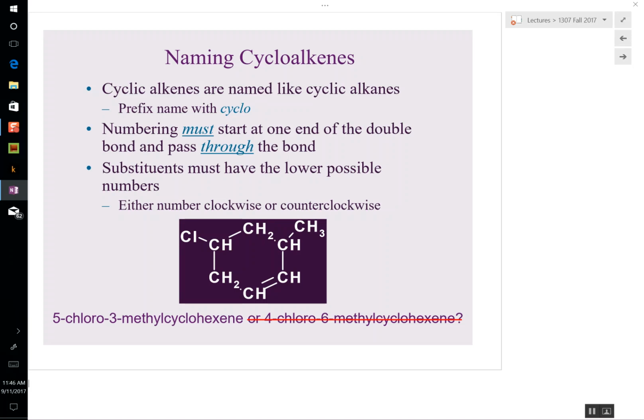This is the correct name because it is giving you the sum total, the lowest numbers for all the substituents. We don't have a 6. There's nothing on carbon number 6 if we go this direction. We're not saying we're going counterclockwise or clockwise. We're going to go in the direction that gives us the lowest numbers for the other substituents.